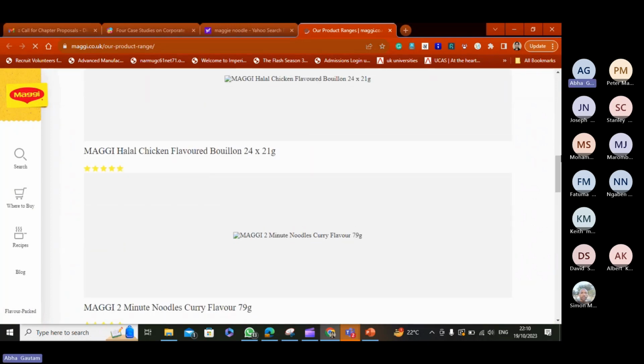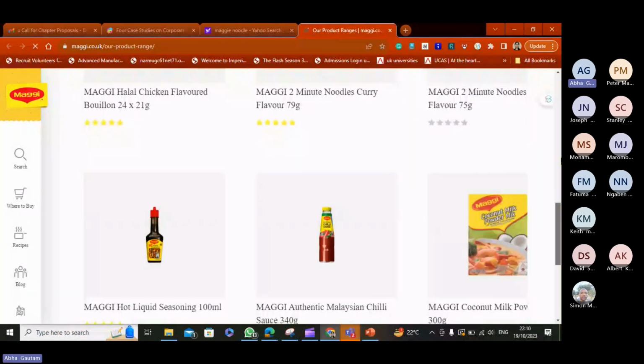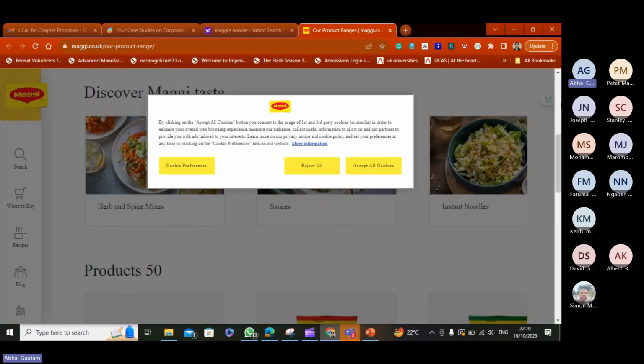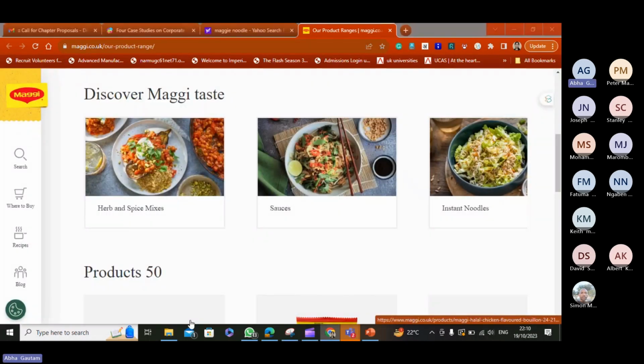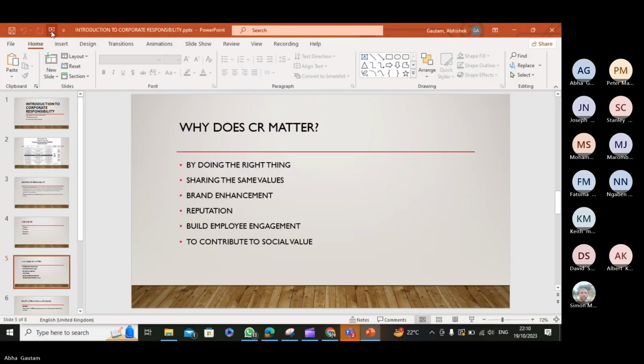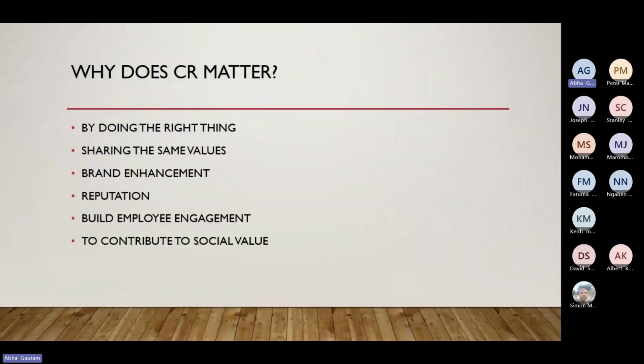Don't feel hungry after seeing this, but yes, this is Maggi noodle. They have diversified products here, but the reason I'm showing you is that they did not follow corporate responsibility. If you are selling any such product, you have to make sure what disadvantage it can cause to your consumers, because ultimately you are not selling your product, you are selling that logo, that brand, that conscience in your people to have trust and loyalty in you.